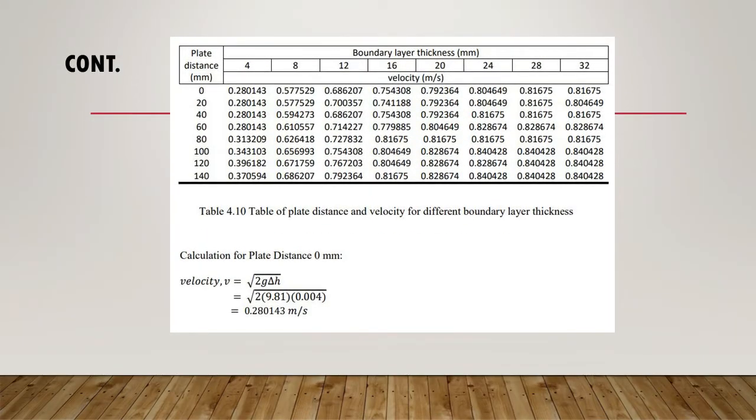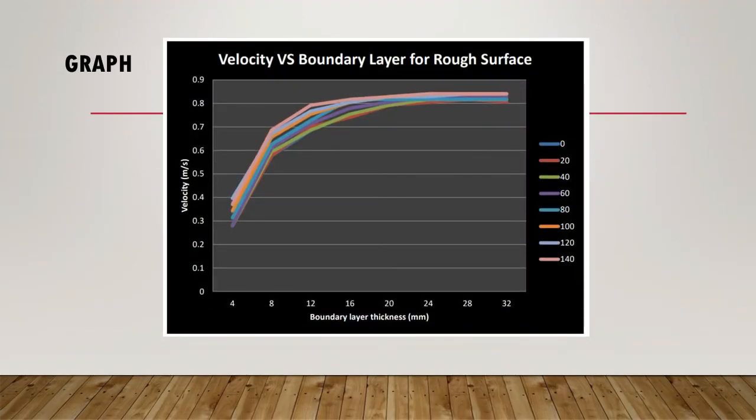Next, here you can see this is the calculation for velocity. It will be the same as the smooth surface, which is square root of 2 times gravity times difference of height, and it is done for every single plate distance and boundary layer thickness. And here is the graph for the velocity versus boundary layer for rough surface.